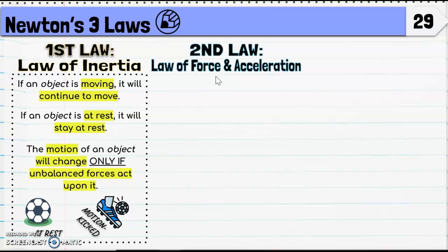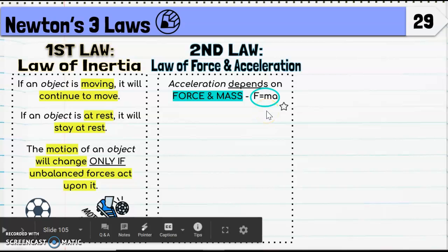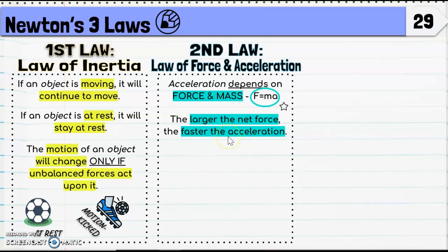Newton's second law is called the law of force and acceleration. And what it tells us is that acceleration depends on force and mass. So we have a formula, F equals ma, and this formula will be on your formula chart. And we'll take a look at this more closely in our next lesson. But for now, what it means is the larger the net force, the faster the acceleration of an object.